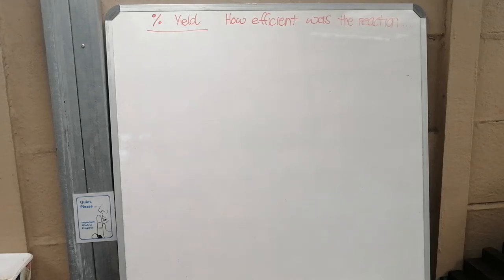Okay, grade 11, so we're going to look at percentage yield today. Please don't get this mixed up with percentage purity, which is what we did yesterday. Percentage purity is about how pure one of your reactants was. Percentage yield is about how efficient the reaction was.